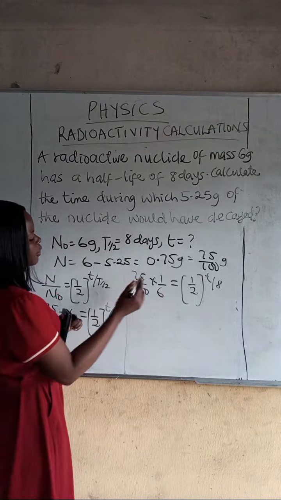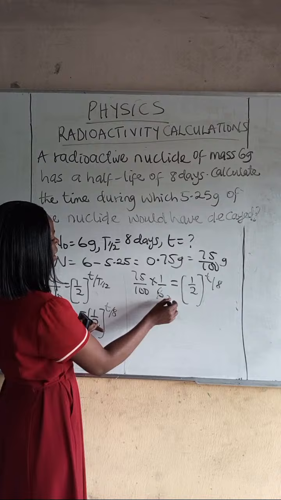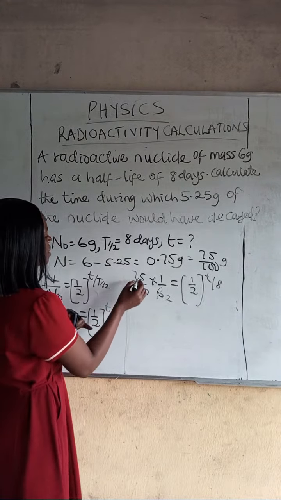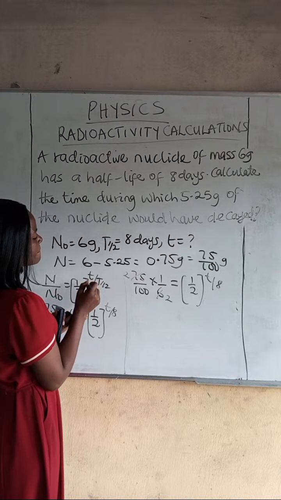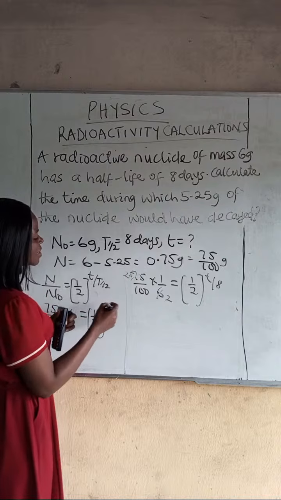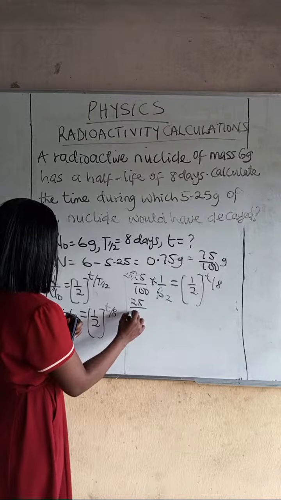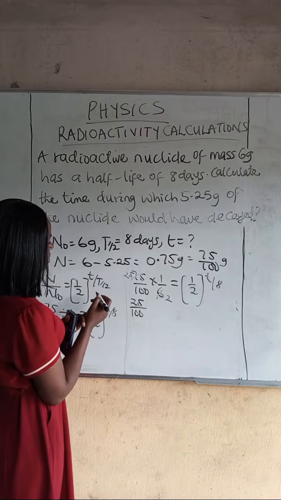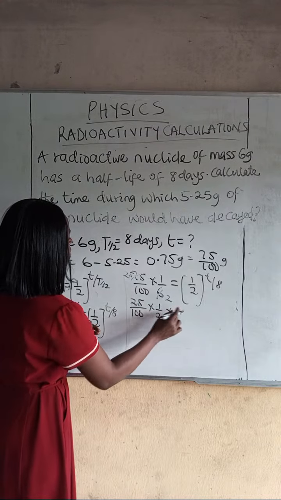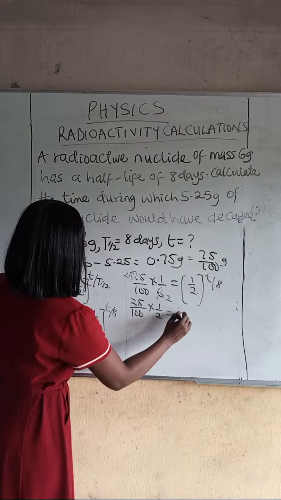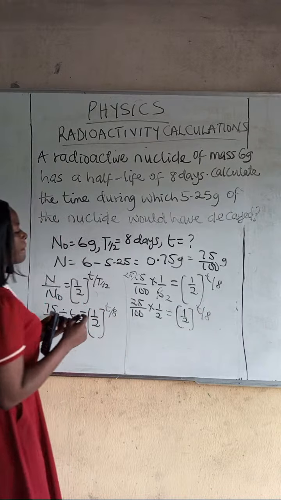Now what can go? 2 can go into this, 3 can go into this. I have 2, okay? 3 can go into this. I have 2 into here. When I add 1 here, I have 5, right? So this is 25 over 100 times 1 over 2 is equal to 1 over 2 raised to the power of T over 8.